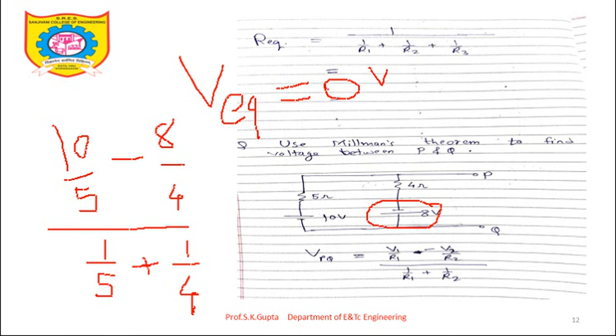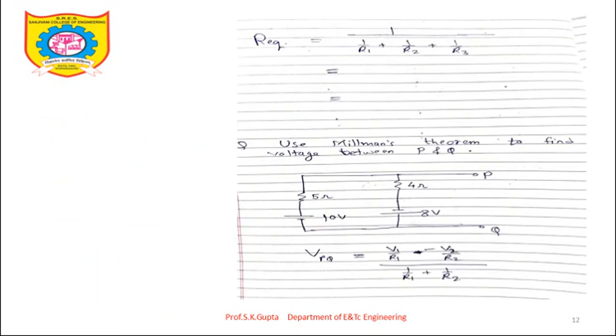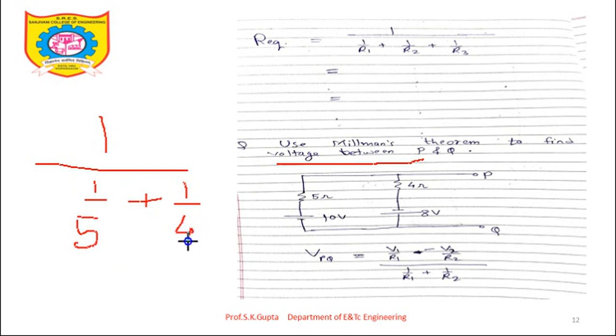Okay, now we will try to find the R equivalent. So even though the V equivalent is 0 for this network, our R equivalent will have some value. So let's find out the value of R equivalent. Okay, but in the question they have just asked what is the voltage between terminal P and Q, and if you are interested to find the R equivalent, you can just simply find 1 upon 1 by R1, 1 by 5, plus 1 by R2, 1 by 4. So 0.2 plus 0.25 is 0.45. So 1 upon 0.45, you can get the value from the calculator. I don't have the value here. 1 upon 0.45 will be the value of R equivalent.